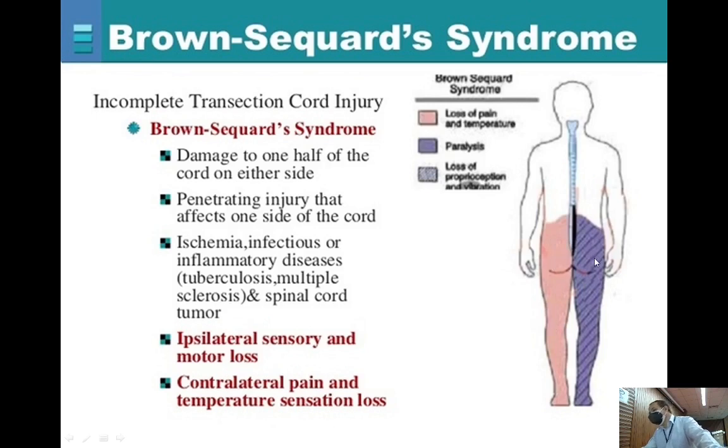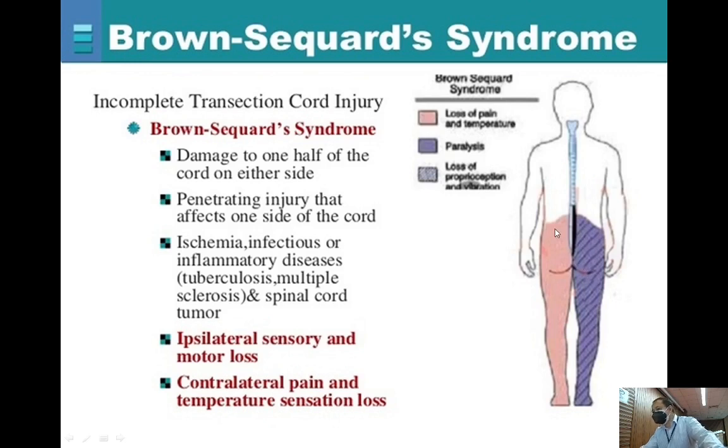On the same side, what we call ipsilateral, sensation loss would be the loss of fine touch, tactile localization, vibration sensation, tactile discrimination, stereognosis. These are the things that will be lost.